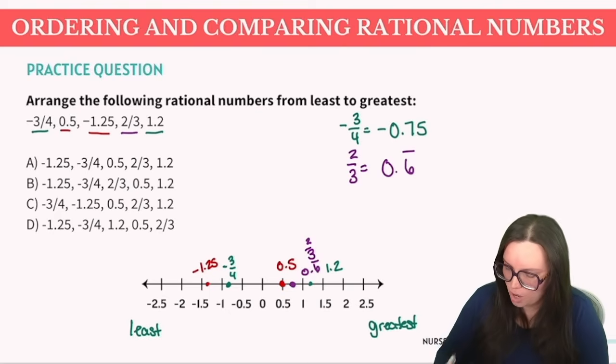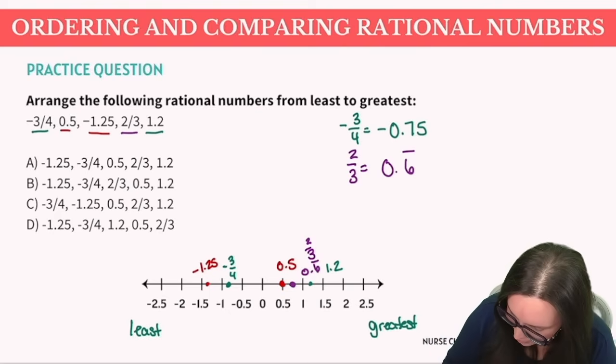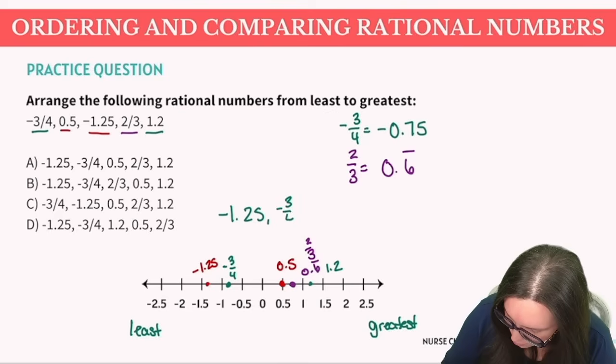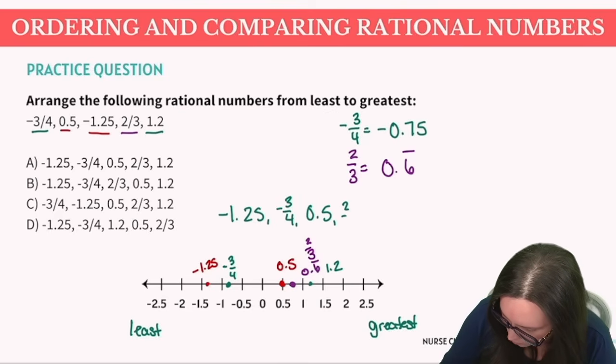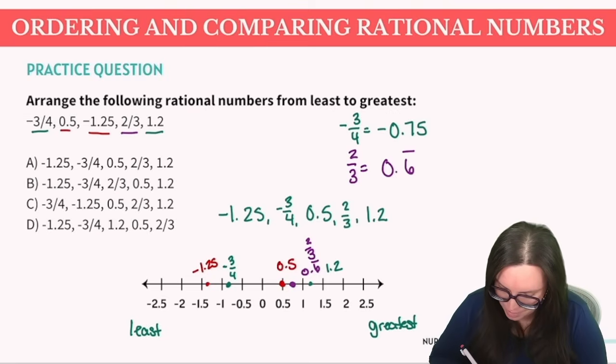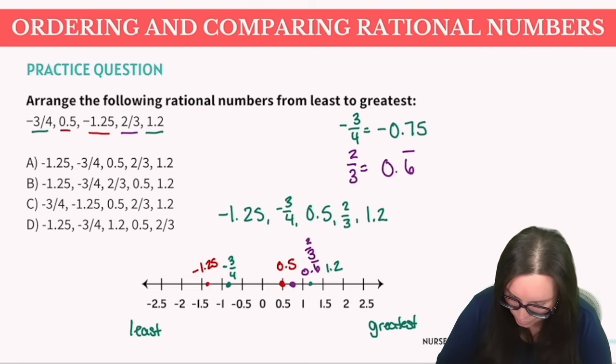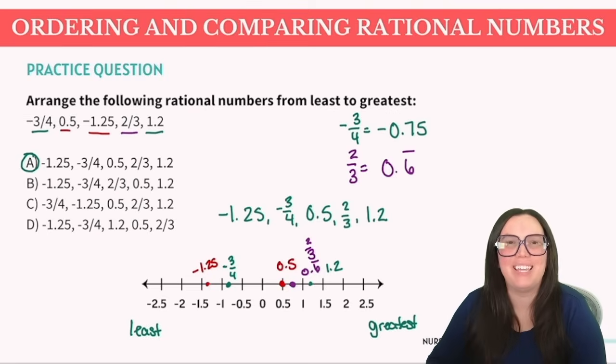So based on the numbers we have, we know the correct answer has to be negative 1.25, negative 3/4, 0.5, 2/3, and 1.2. Do we have any of these answers that make sense based on what we know? Yes, we do. The correct answer is going to be A.